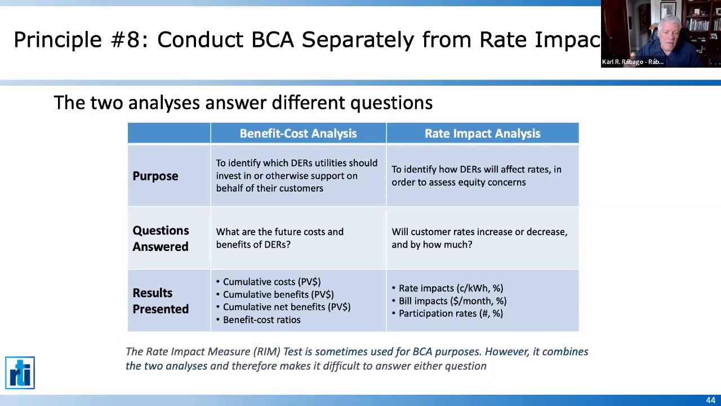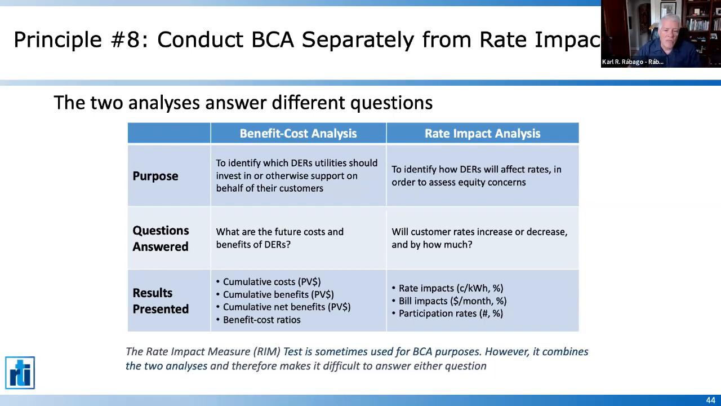So remember BCA, this is a little bit of a wrap up. We're trying to identify which DERs the utility should invest in or otherwise support. Rate impact analysis says, well, how is this going to come out in the wash in rates? And how is it going to impact other equity concerns? Very different questions. One is an economic decision, and one is an impact and equity decision. We're asking with benefit cost analysis, what are the future costs and benefits? With rate impact analysis, we're asking, how will this shift the distribution of costs and benefits, especially with already sunk costs? Valid concern, but not the same as benefit cost assessment.